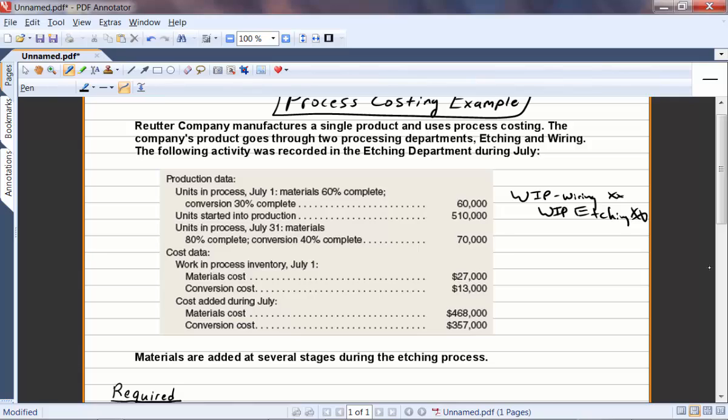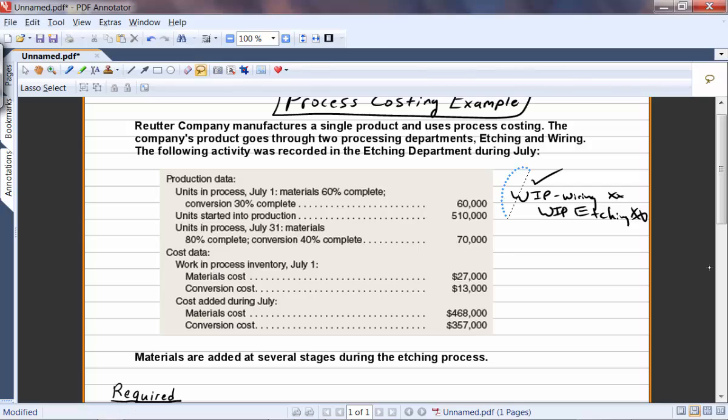The only difference is this journal entry right here. There might be more than one work in process account because it's process costing. There are different processing departments, and if there is more than one, you're going to have to transfer the cost from one of the processing departments to the other one. So that would be the only difference in journal entries.